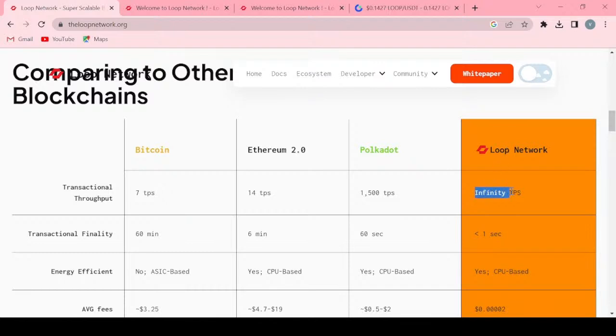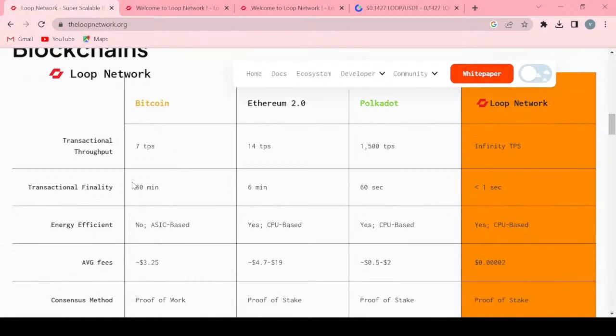For transaction finality, Bitcoin has 60 minutes and Ethereum 6 minutes, Polkadot is 60 seconds and Loop is 1 second, which is less than 1 second. For energy efficiency, Bitcoin is ASIC based, and Ethereum's energy efficiency is CPU based, and here also it is CPU based. This is also everything is equal.